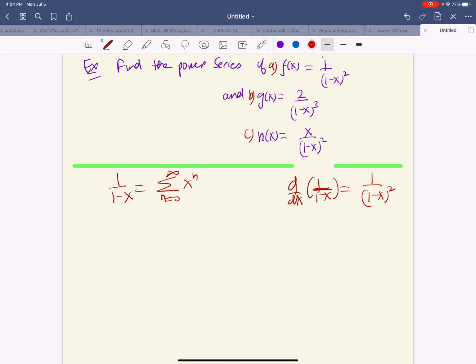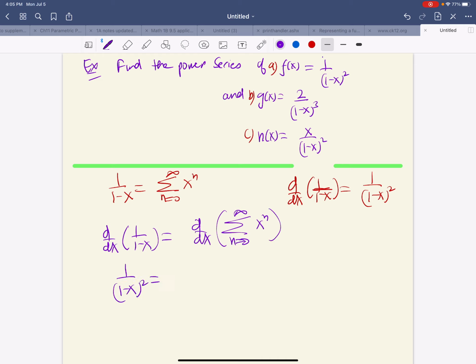So I can use this to find the power series for this new function. If I do the derivative on both sides, the derivative of 1 over 1 minus x is 1 over (1 minus x) squared. That's what we were looking for. And when we do the derivative on the right hand side, it's going to be the summation n equals 0 to infinity of n x to the power n minus 1. So this is the power series for this new function.